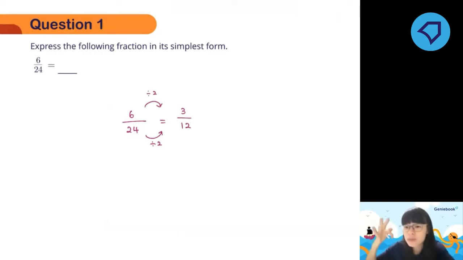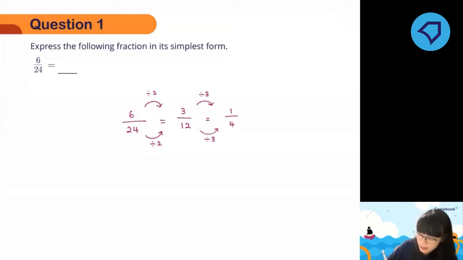You go to the next number, 3. 3 can be divided by 3. 12 can also be divided by 3, isn't it? Yes, we can divide further. 3 divided by 3, we get 1. 12 divided by 3, we get 4. Now we have 1 over 4. Can we divide any further? No. So what would our simplest form be? 1 over 4. Excellent job.